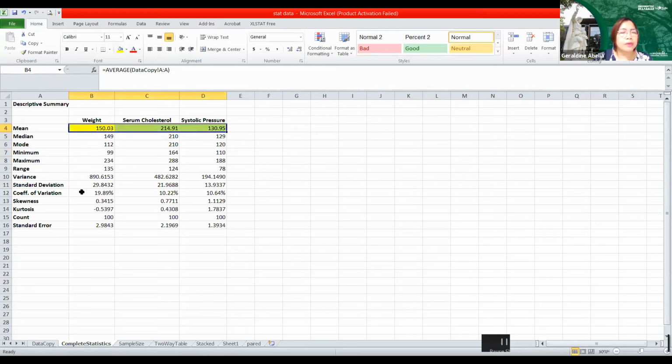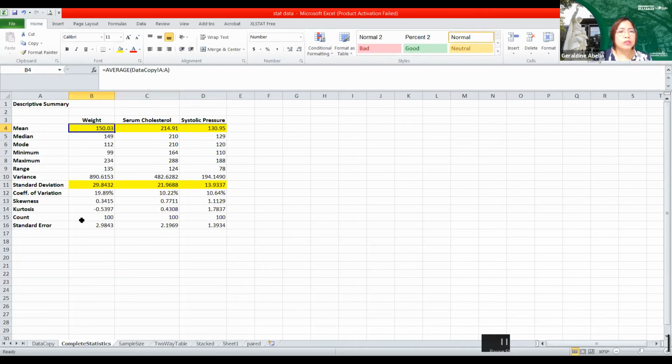So for example, your research objective is what is the mean weight of the respondents. So get the mean and the standard deviation. Now, do not copy this and paste it in the results of your research. This will be placed under the appendices. So you will just get these values.